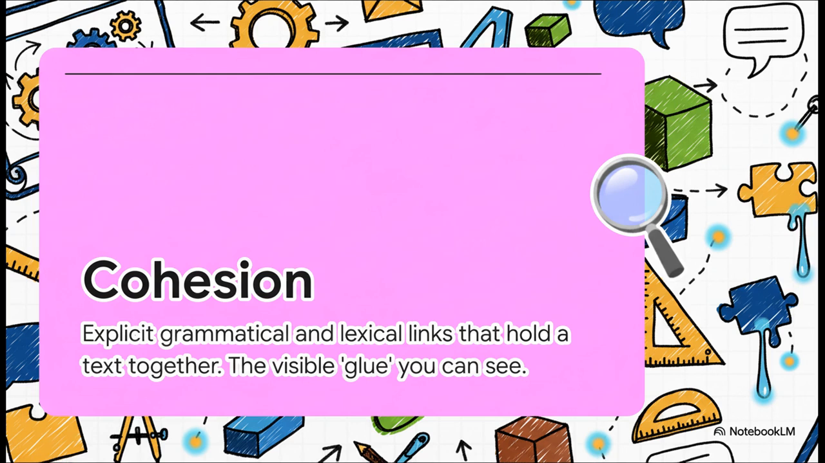Remember dialogue A? The word he is a cohesive device. It creates that obvious link back to John. You don't need any special knowledge or context to get the connection. It's right there in the text.